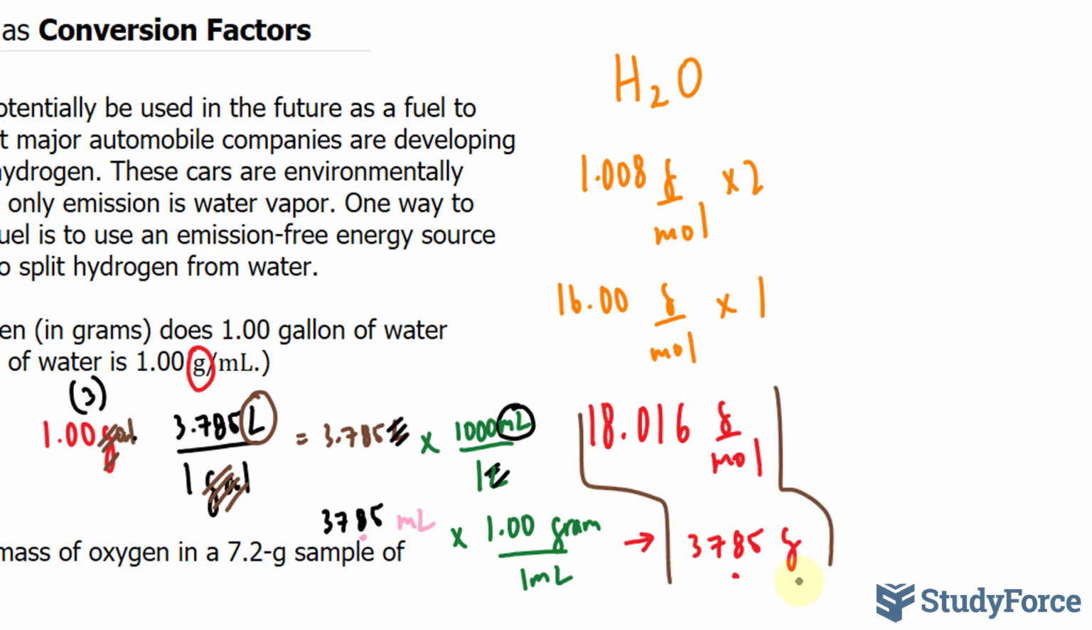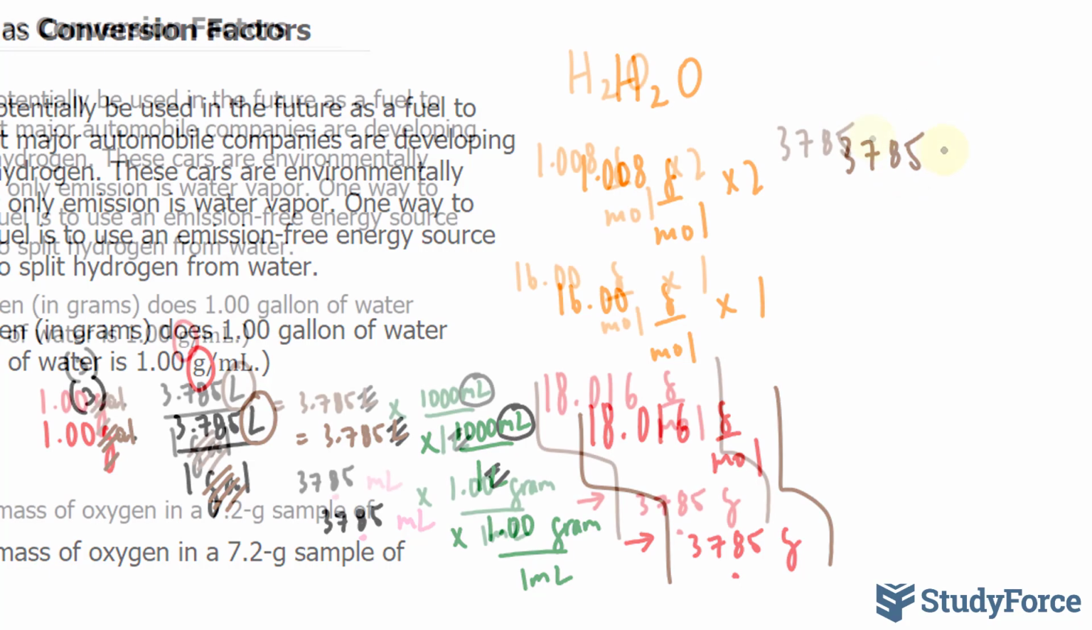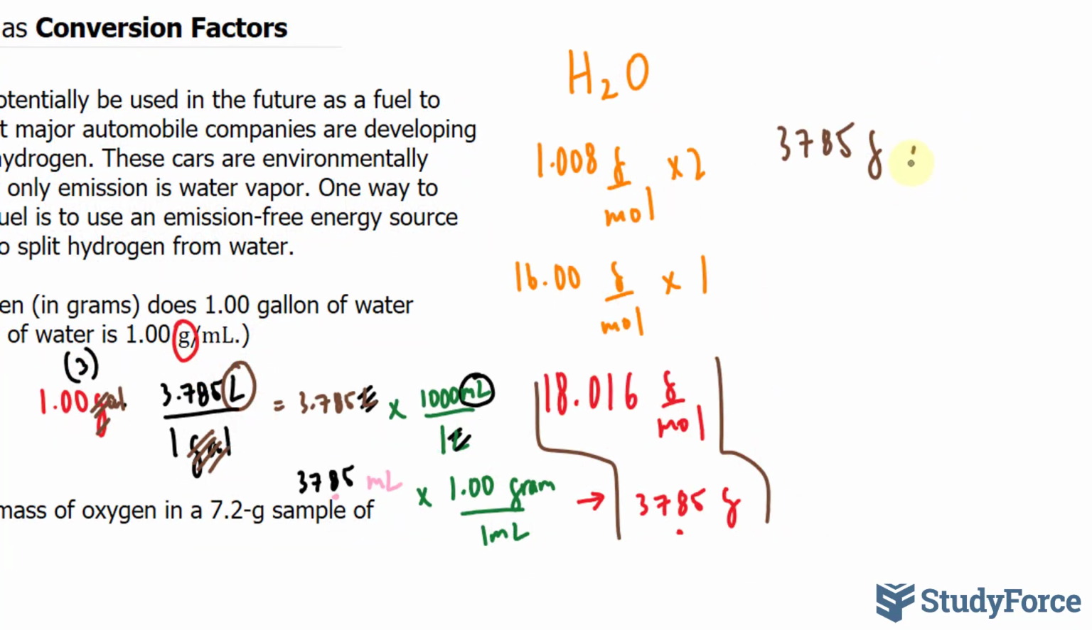This is the reason why I found the molar mass at the beginning, because I need to multiply this mass with this number somehow. Now notice that this number is written with the grams at the top and the moles at the bottom, although it can be written in the opposite way. So I'll take 3,785 grams and multiply it by 1 mole at the top, and at the bottom I'll have 18.016 grams. And watch what happens.